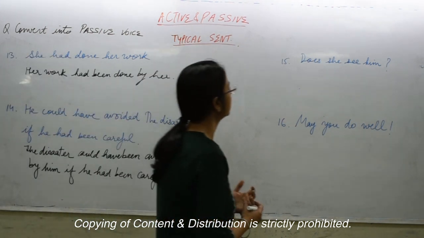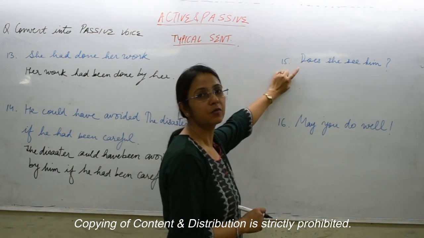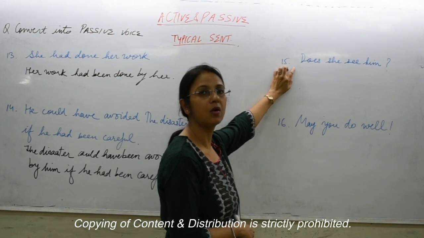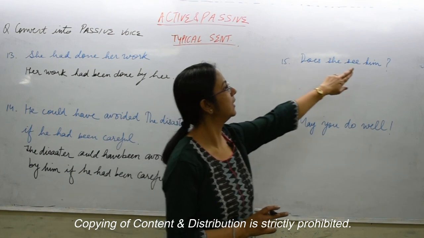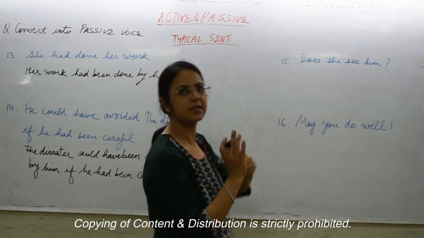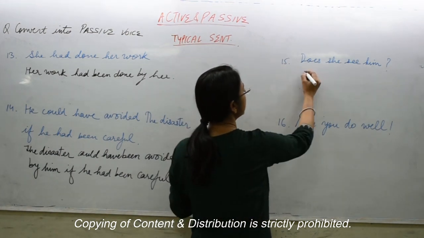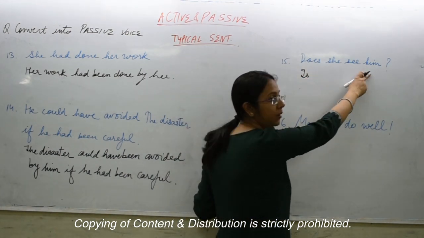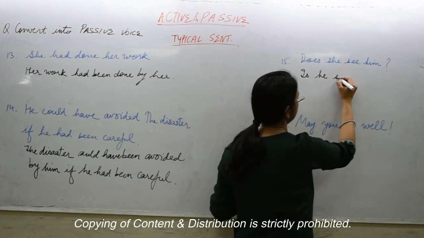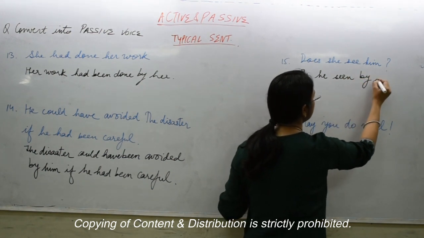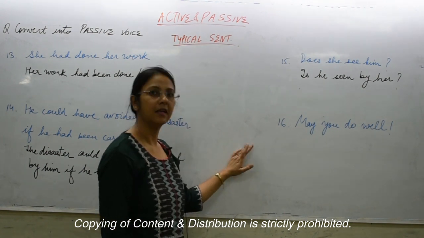Now, next is the question, does she see him? Does converts into is or are. Almost does converts into is because him is also there, and do converts into are, whereas does converts into is. So, does would be is. Him changes into he. Is he, see changes into seen, by her. Is he seen by her?